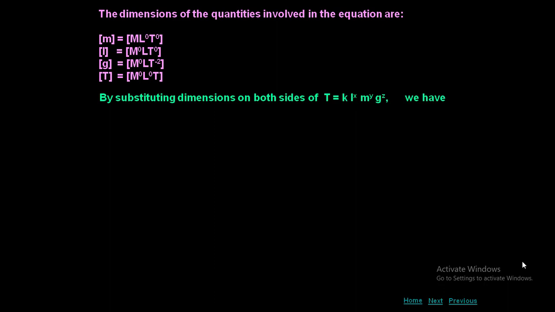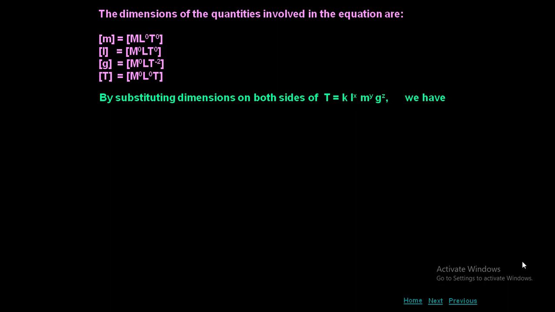The dimensions of the quantities involved in the equation are, so here total we have four quantities. One is mass, that is a dimension M in square brackets, length L in square brackets, g, which is nothing but acceleration due to gravity. So whatever the dimensions acceleration will have, the same dimensions g will also have, that is L T to the power minus 2. And time period capital T in square brackets. Now substitute the values in the equation.